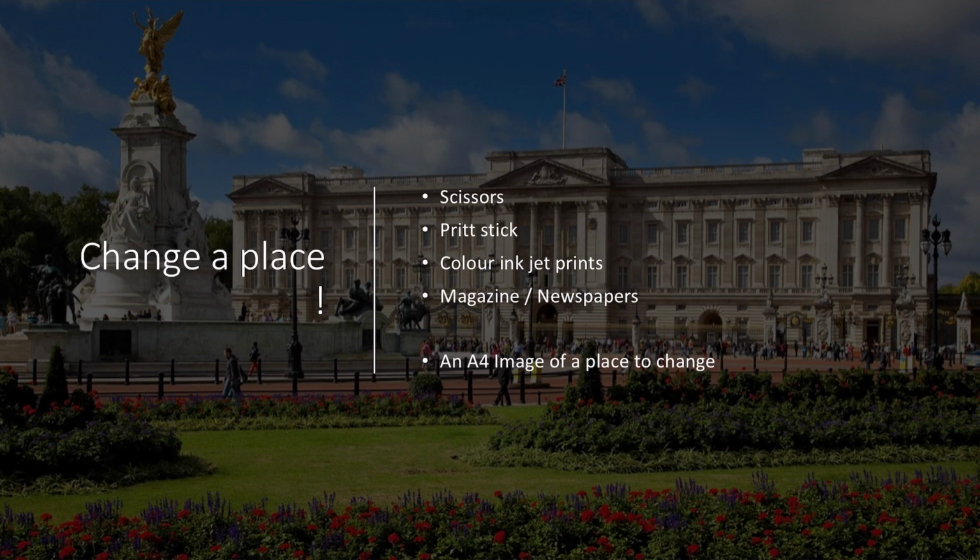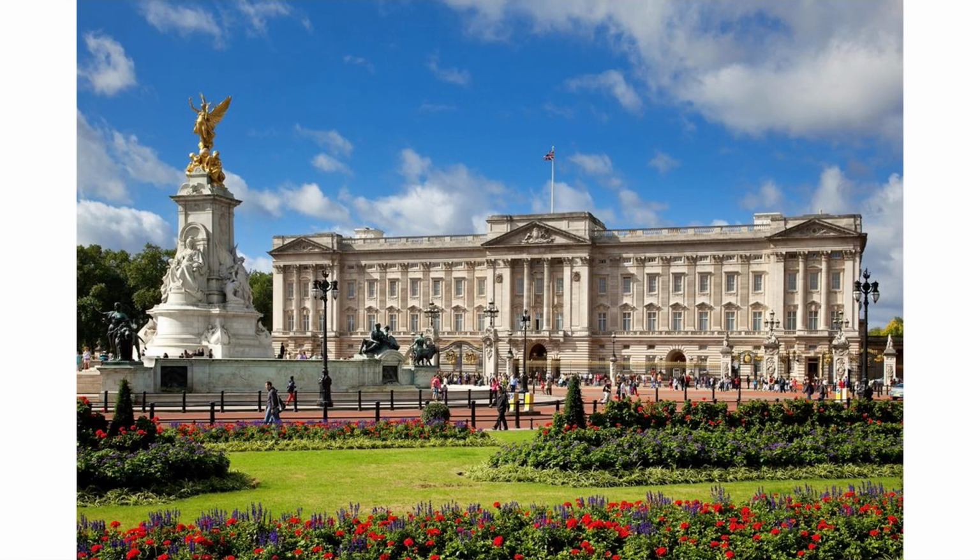For this artwork, you are going to need an image of a place to change, A4 printed out from the internet. You will need scissors, Pritt stick, colour inkjet prints, and maybe images from magazines and newspapers. Here we are with a very traditional place to change, Buckingham Palace. This is a lovely bright image, but we want to now possibly change it to be a little bit more disturbing, dystopian, maybe even apocalyptic.